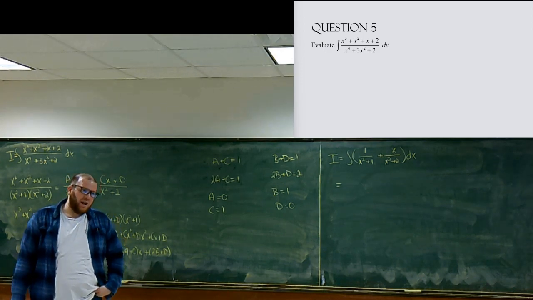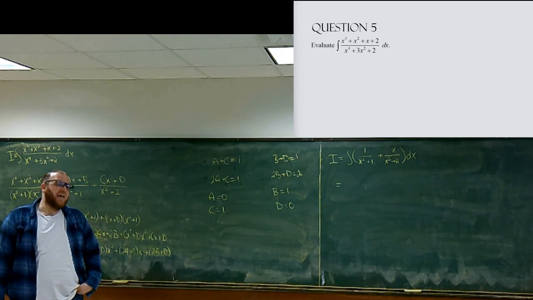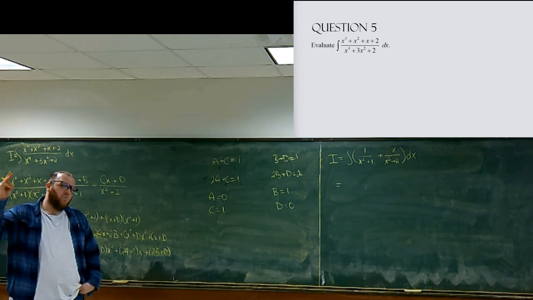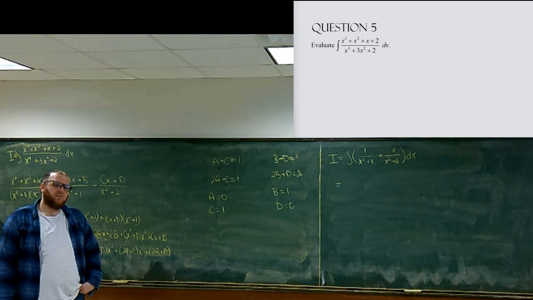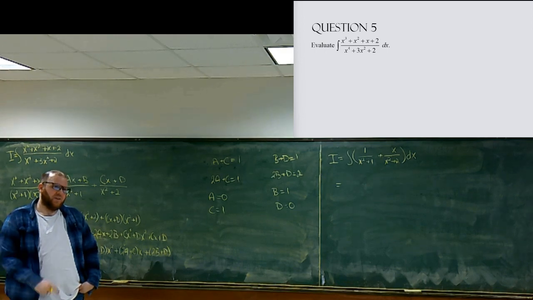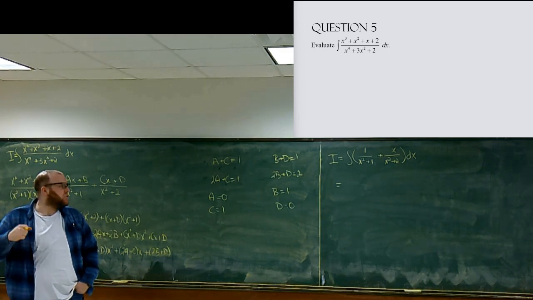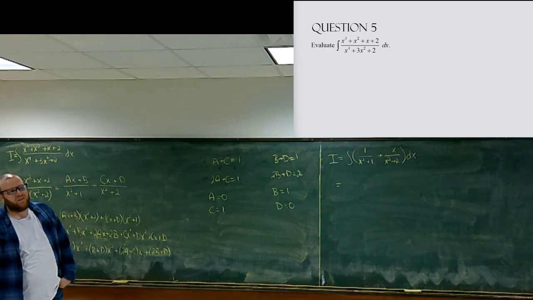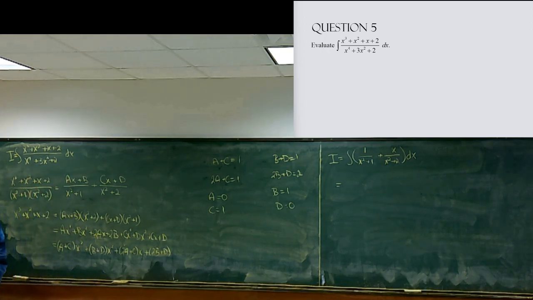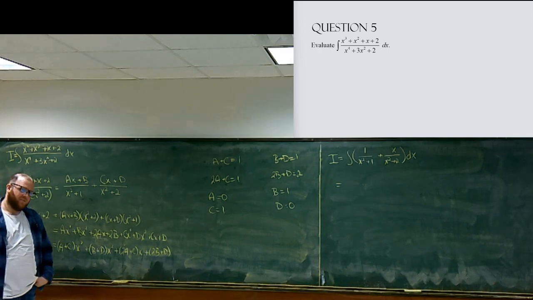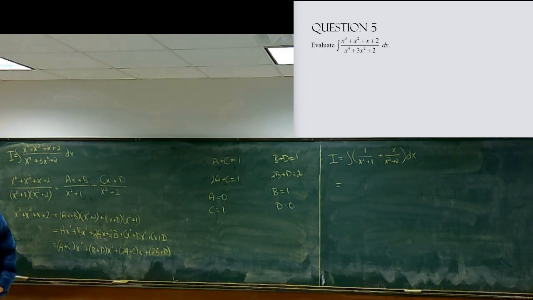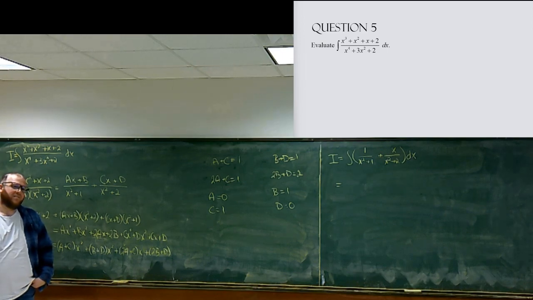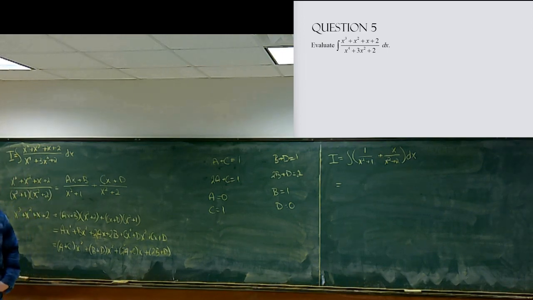So this is a known antiderivative. Again, you want to ask yourself, what function has derivative 1 over x squared plus 1? Derivative of what function is 1 over x squared plus 1? Oh, it's one of the inverses. It's an inverse trig. Which one?